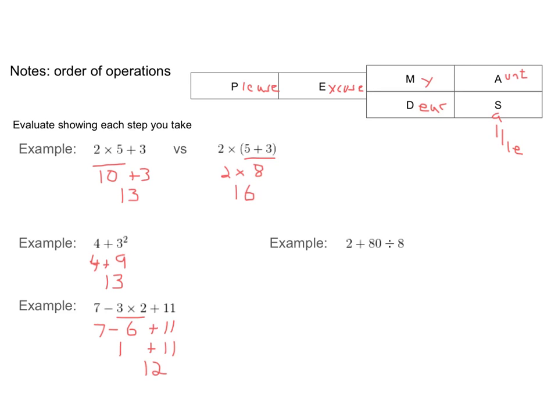And then the last example, we have addition and division. We know division comes before addition, so we're going to do that first. I'm going to underline that. 80 divided by 8 is 10. So now I have 2 plus 10, and that makes my final answer 12. All right, so there's a few examples to give you an idea of how this all works. Turn to the next page. I'm going to give you a chance to do some problems on your own.